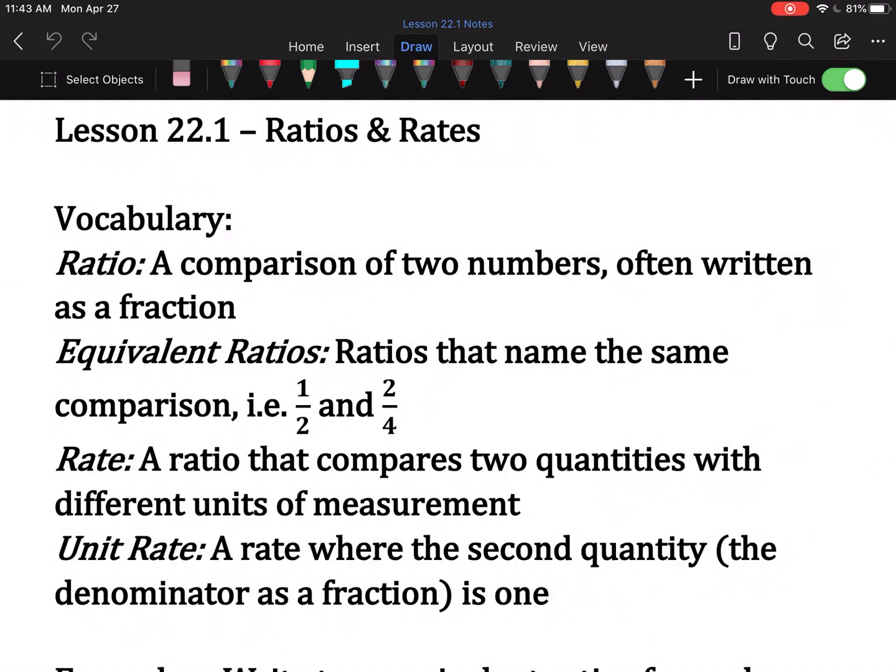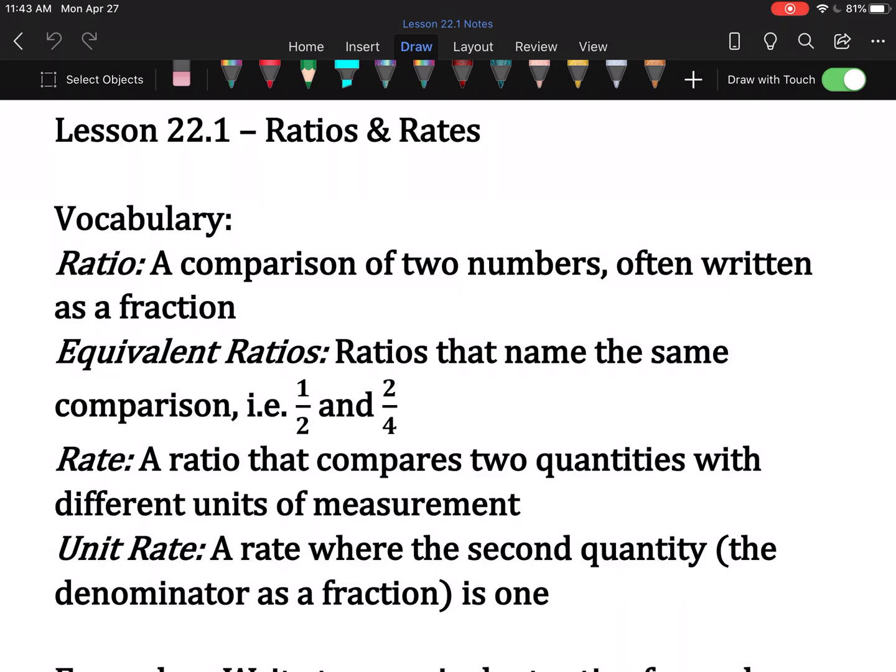All right, so we are not going to complete all of chapter 22. So there won't be a test. We will complete 3 sections, and each will have an assignment associated with it, so, one last opportunity to earn some points. So the first lesson in chapter 22 deals with the idea of ratios and rates.